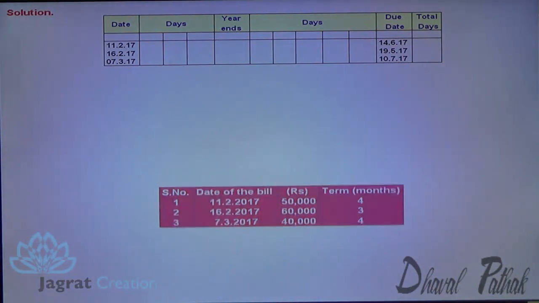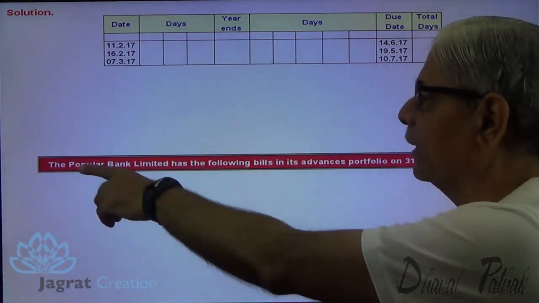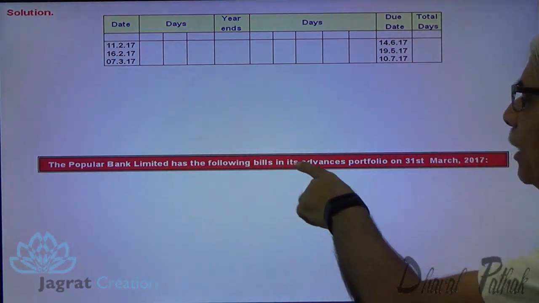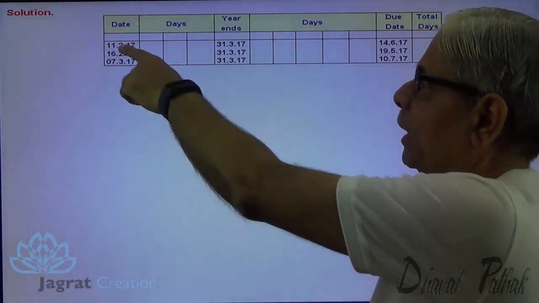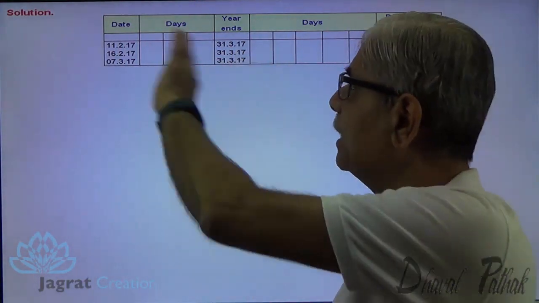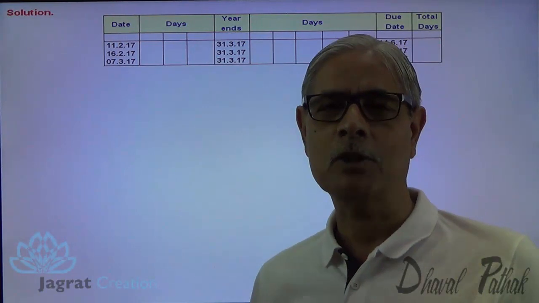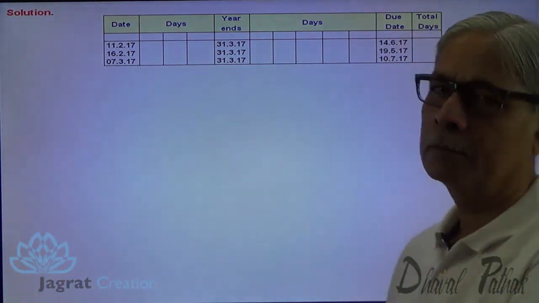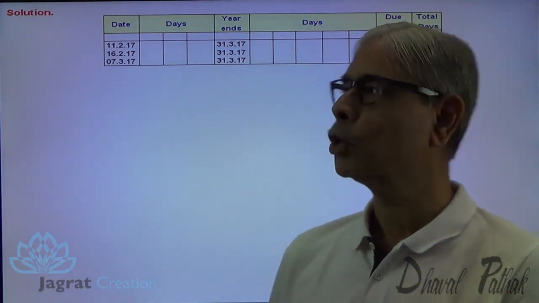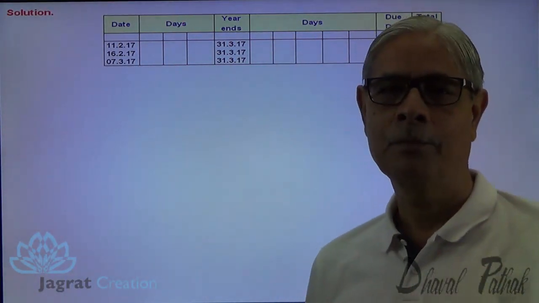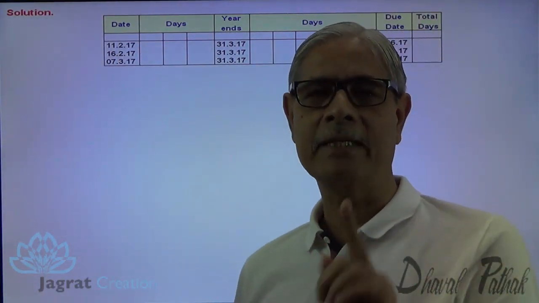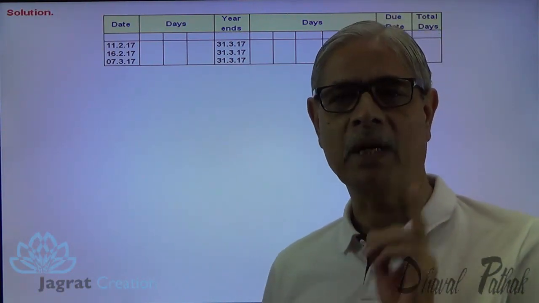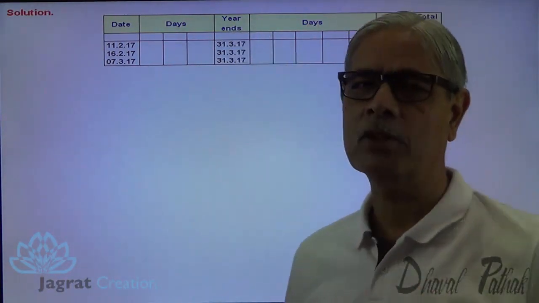Now, let me find out the date on which my accounting year ends. The Popular Bank Limited has the following bills in advances as on 31st of March 2017. So, the year ends on 31st of March 2017. Now, this is a period within the year, before 31st of March 2017, and this is a period after 31st March. Whatever discount is received on 11th of February is said to be a discount received in advance, because that discount pertains to a period after 31st of March 2017.